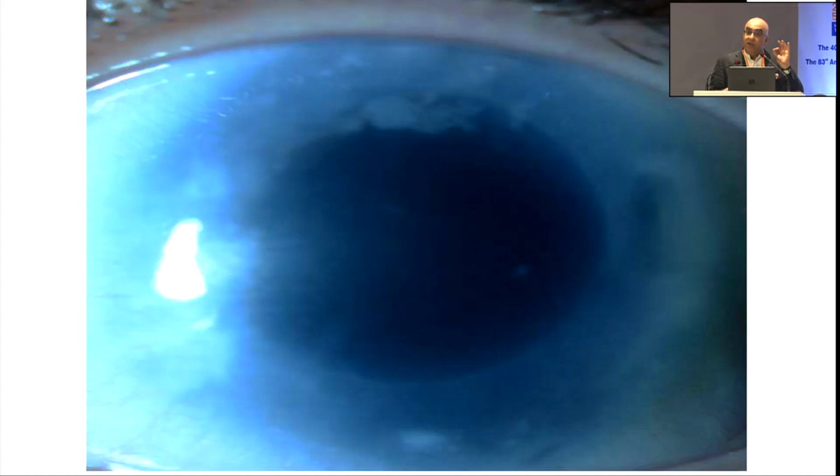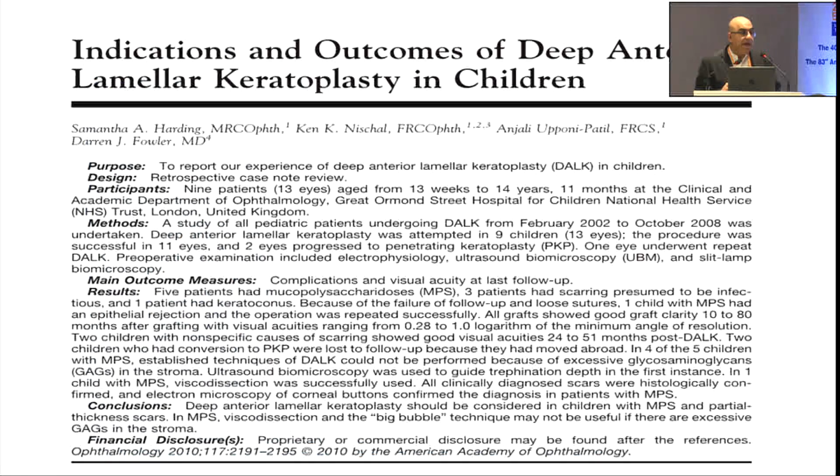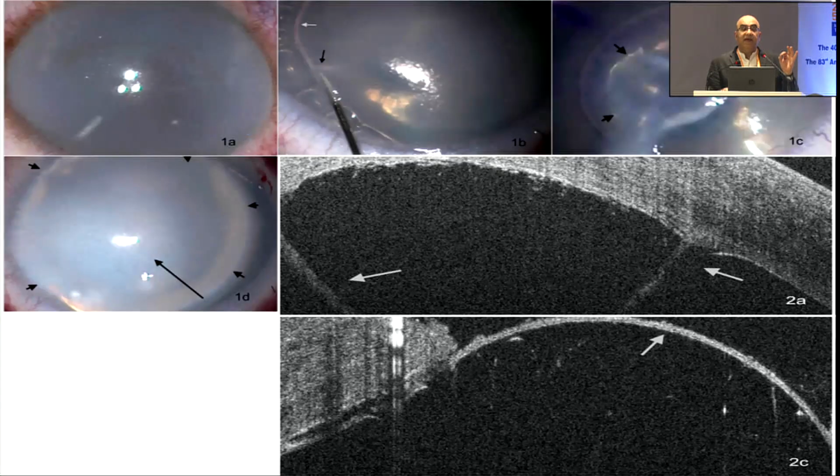All right, so DSEK. What about deep anterior lamellar keratoplasty? I published about this the first time 15 years ago. You can tell that I'm getting old because everything is in decades, not a couple of years. And what we talked about was the use of DALK in mucopolysaccharidoses. Now, if you are in a region of the world where you cannot do enzyme replacement or bone marrow transplant, then it's better to do a PK.